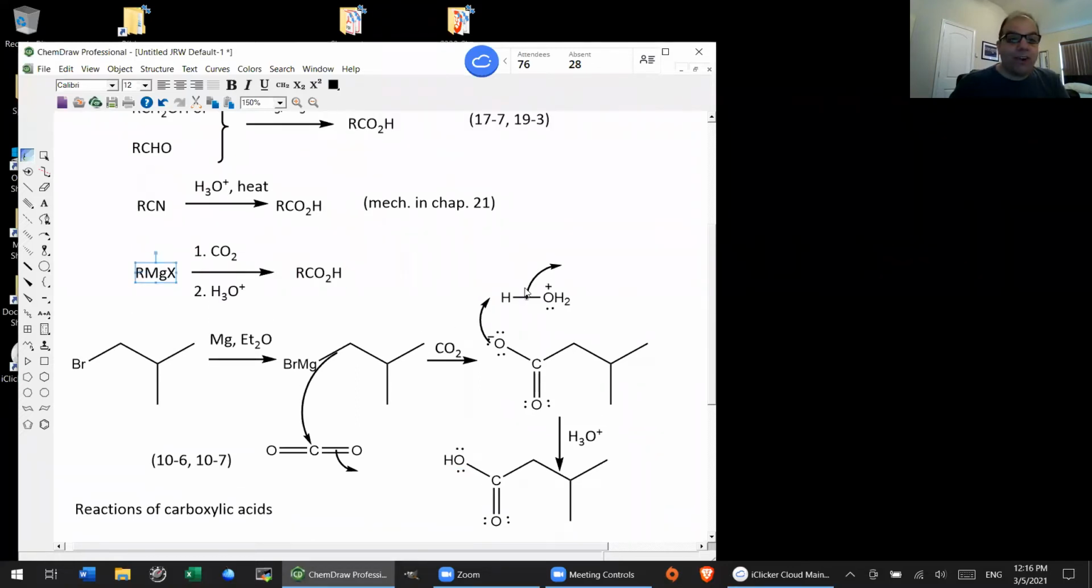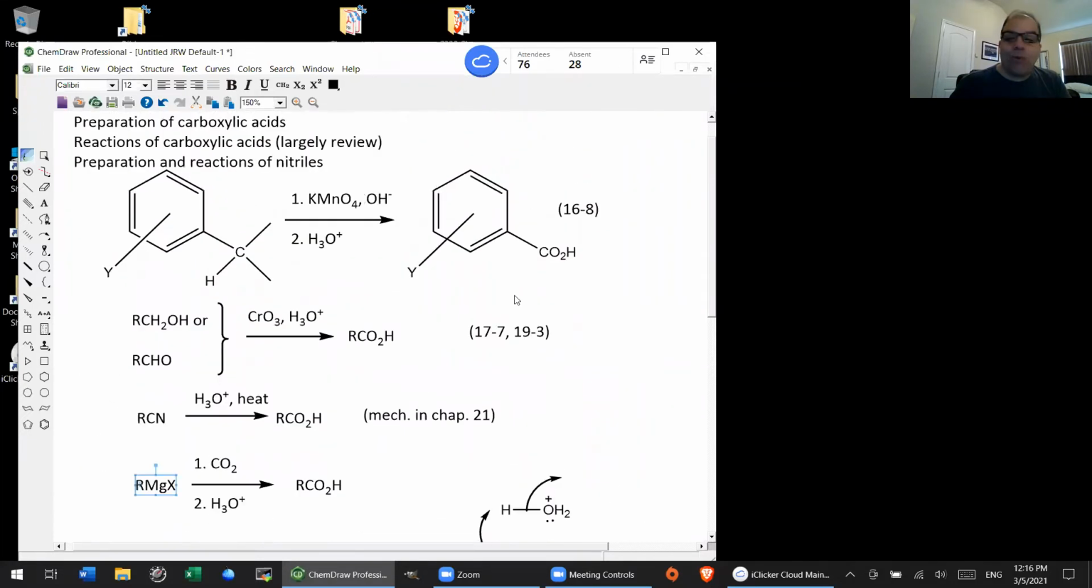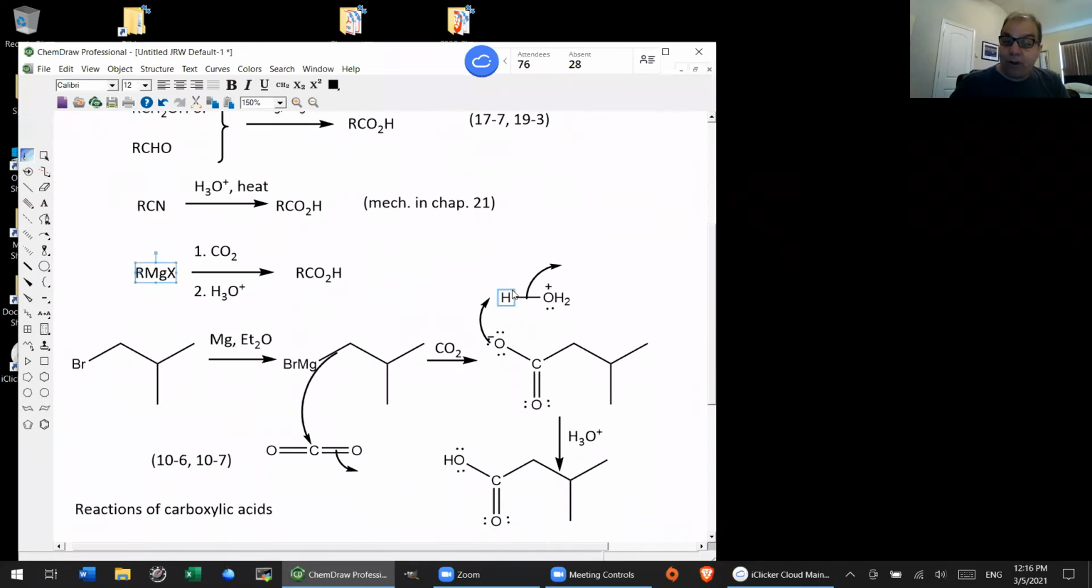Good. So these are, what, 1, 2, 3, 4 ways that we know of to make carboxylic acids, almost all of which is review. So far, so good. Any questions so far?